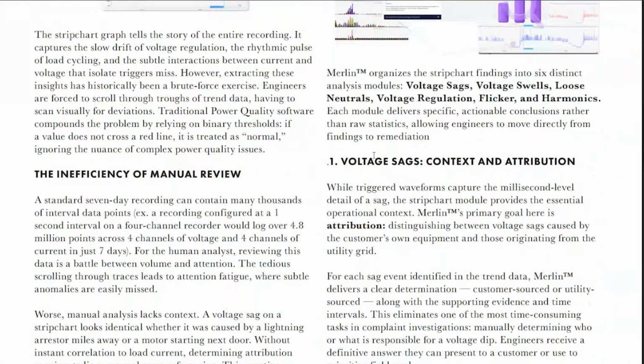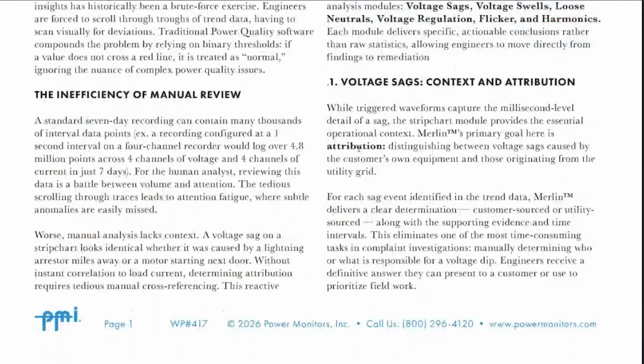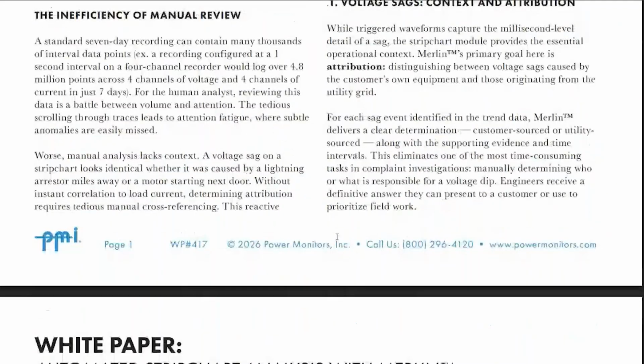The first one is going to be voltage sags, context and attribution. And again, as we said, its primary goal here is attribution, distinguishing between voltage sags caused by a customer's own equipment and those originating from the utility grid. For each sag that it identifies, there's a clear determination, customer source or utility source, along with supporting evidence. One of the things that's cool is that Merlin will support what it finds with evidence, and you can go in and investigate it further. So you receive a definitive answer that you can present to a customer or use to prioritize field work.